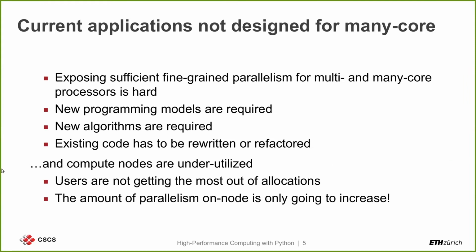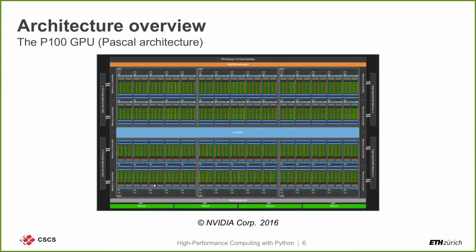So because of the way that an application is programmed to squeeze out every last bit of performance from the CPU, users are not getting the most out of the allocations when GPUs are used. And in the future, the amount of parallelism is going to increase even more. So that's why we have to change our models for our existing codes to be future-proof, in order to take into account this increased parallelism.